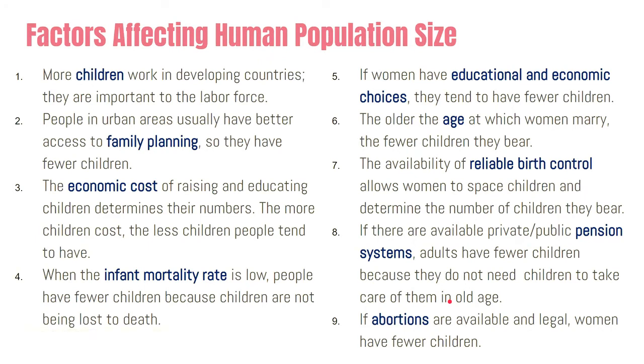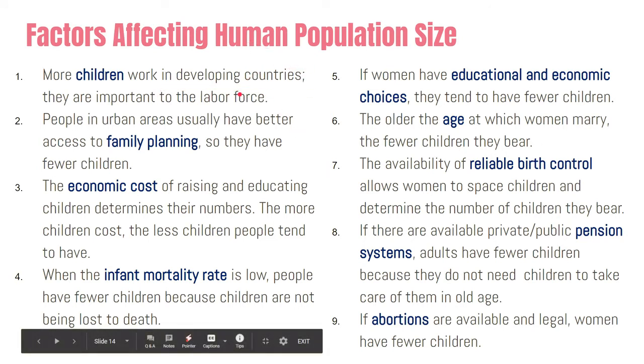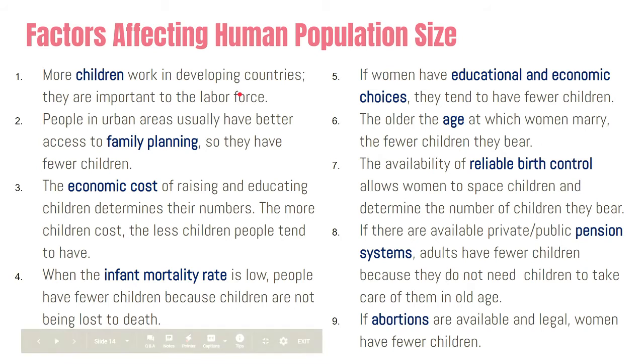These are summaries of those factors that affect human population size. The first one: the more children work in developing countries, the more they are considered important in the labor force. There are children who are supposed to be in school, but due to extreme poverty, because they are in developing countries, they have already started working. That's a reduction in the number of possible educated and professional workers in that country's labor force.